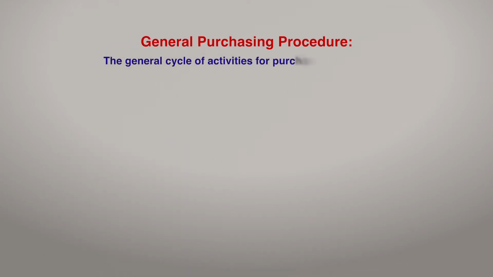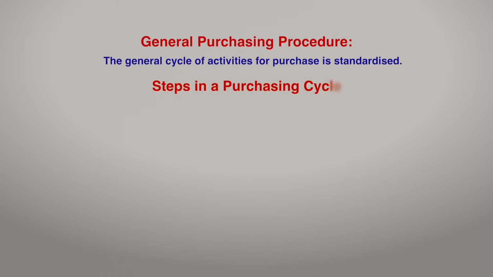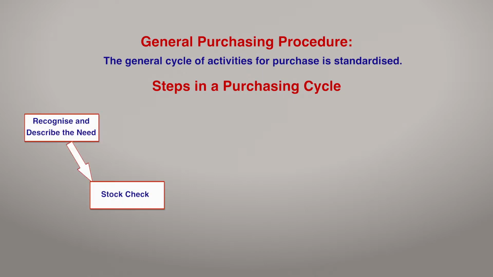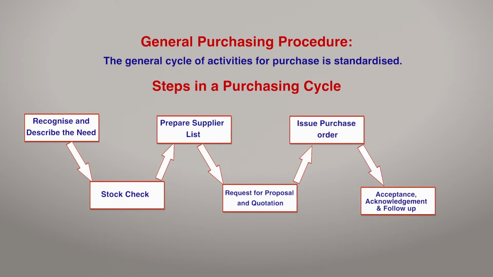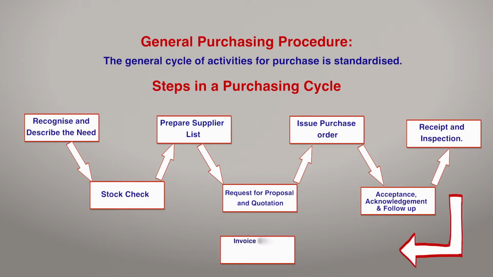The general cycle of activities for purchase is standardized. The following steps make up a typical purchasing cycle: recognize and describe the need, stock check, prepare supplier list, request for proposal and quotations, issue purchase order, acceptance and acknowledgement of order by the supplier, follow up, receipt and inspection, invoice check and completion of order. We will look into the steps one by one.